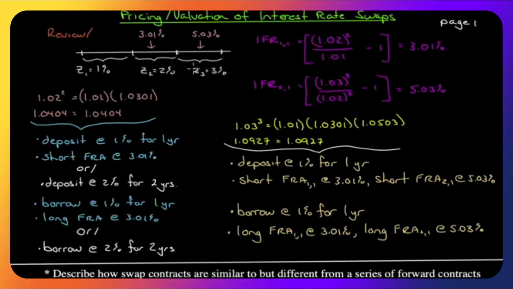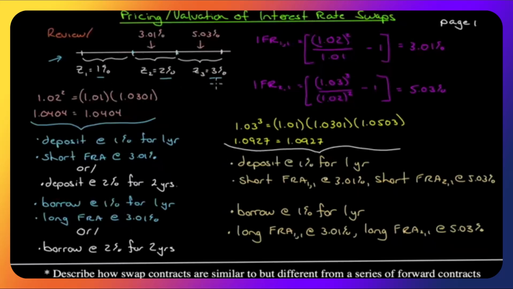Let's take a three-period timeline here, and we have three spot rates. Our first spot rate for the first year is 1%, a 2-year spot rate is 2%, and a 3-year spot rate is 3%. And a spot rate is for a single cash flow at a single point in time. So a 1-year spot rate is just for a cash flow at the end of 1 year. A 2-year spot rate, recall, is for a single cash flow at the end of 2 years.